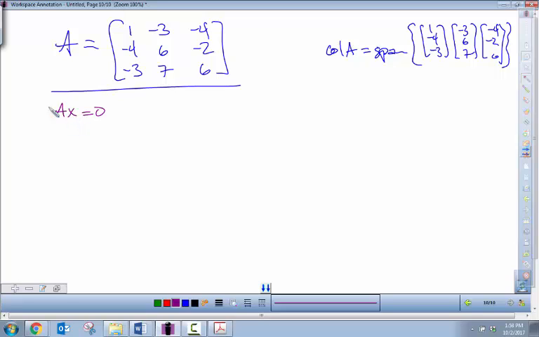We want to find all x vectors that get sent to 0. That's what we're solving for. Let me rewrite this over. 1, -3, -4, -4, 6, 2, -3, 7, 6, and -2.